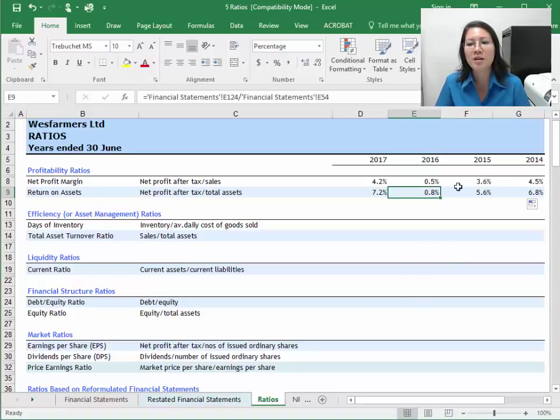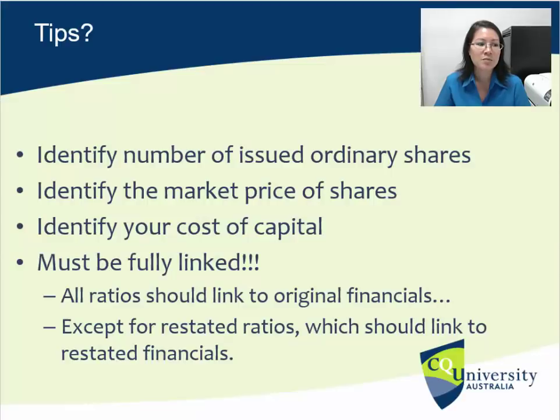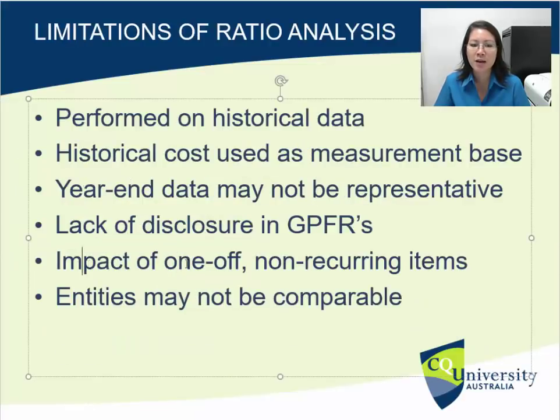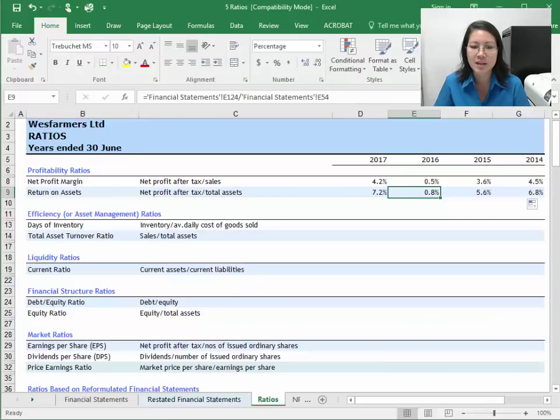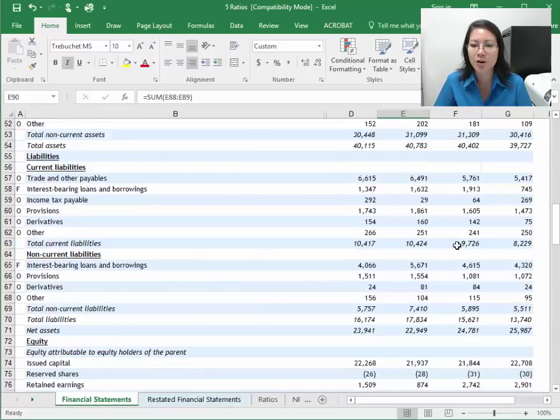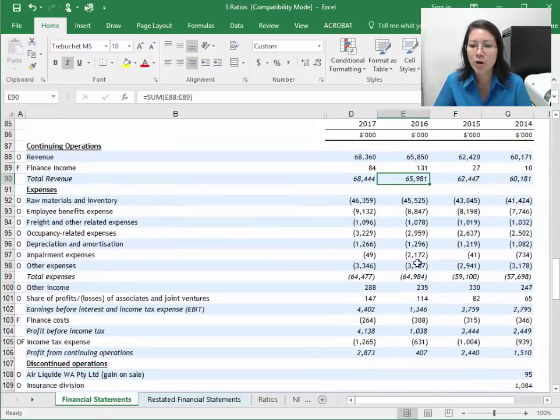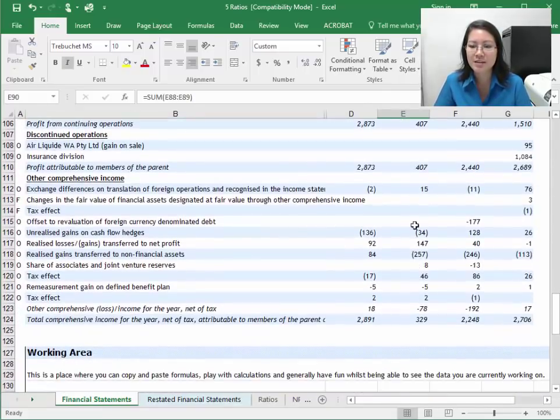Can you see how my numbers for 2016 are starting to look a bit skewed? Something might have happened in 2016. This might be one of the impacts of one-off non-recurring items. Something might have happened in Wesfarmers in 2016. So my ratios, showing the mathematical relationships between my financial statement figures, are already indicating that something needs investigating in 2016.